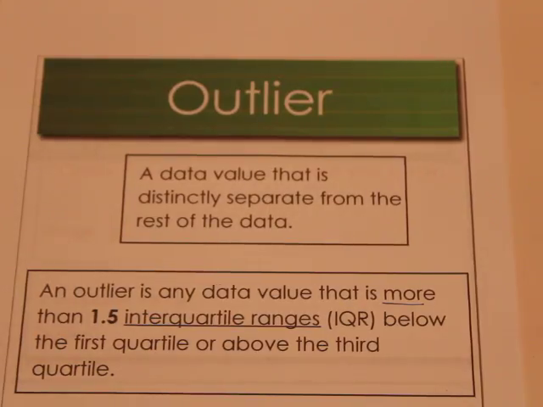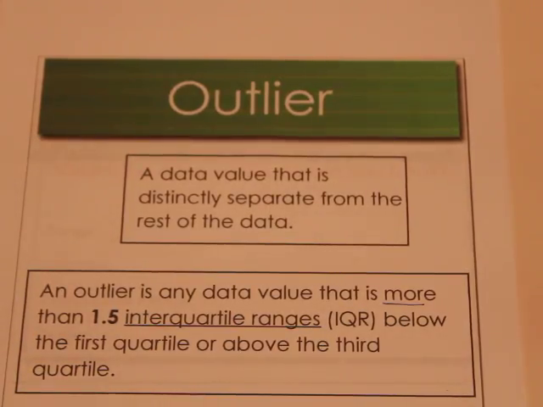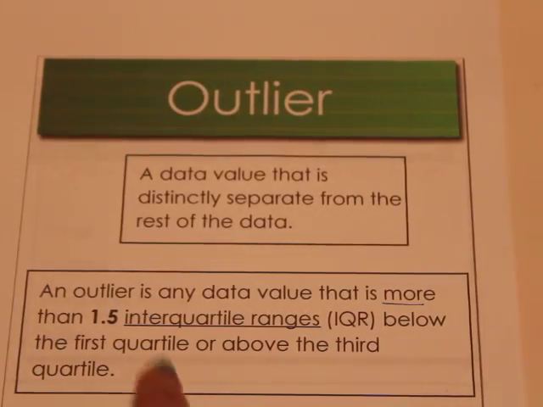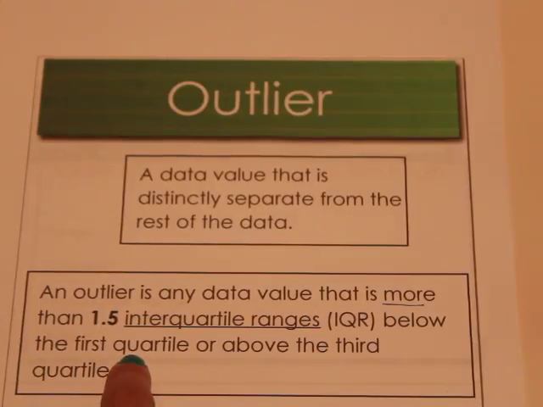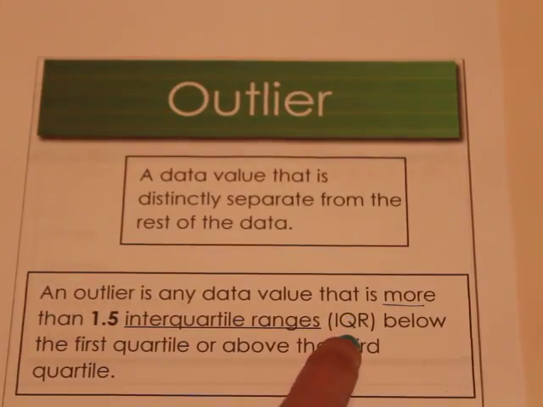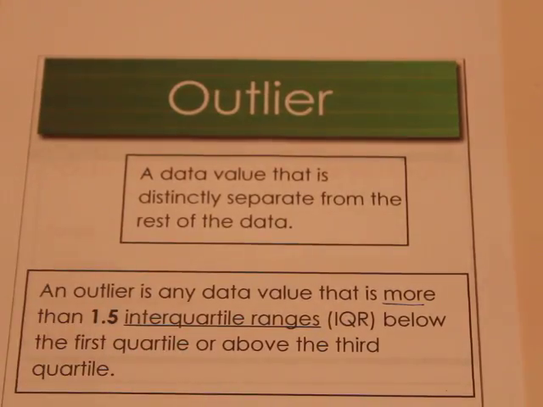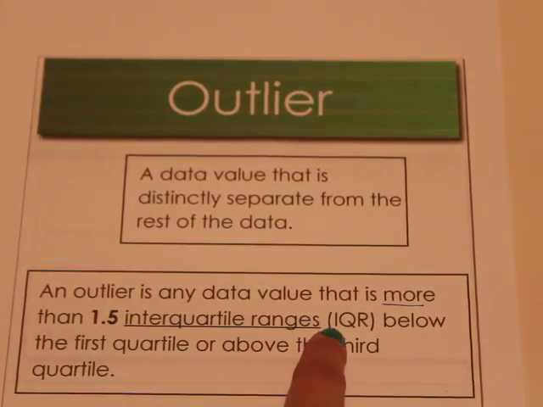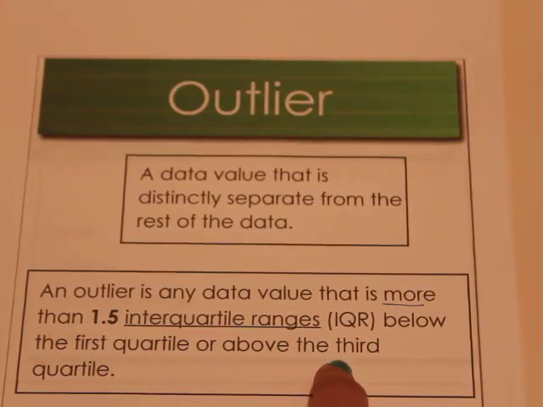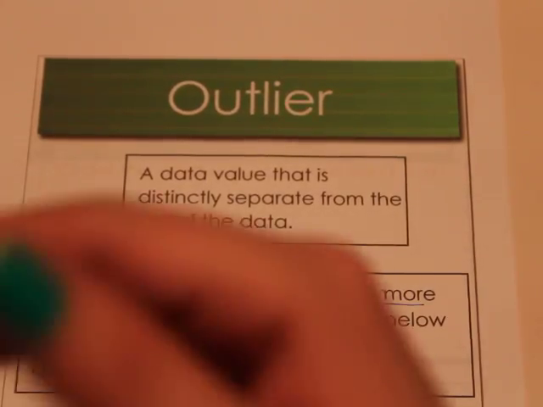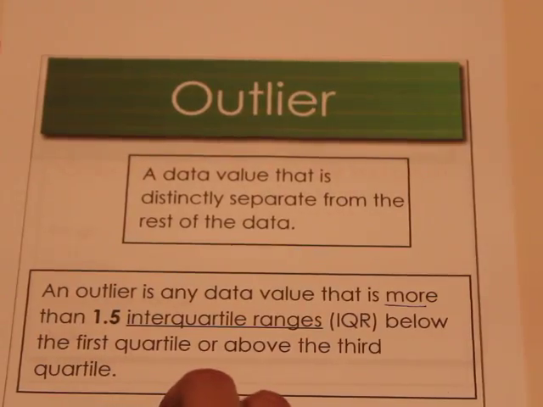And we need to write this down because you will be asked if numbers are outliers. So in order to find out if it's an outlier, you have to find your IQR and then multiply that number by 1.5. If you take Q1, your first quartile, and subtract 1.5 times the interquartile range, if your number is lower than that, it's going to be an outlier. If you take 1.5 times the interquartile range and add it on to the third quartile, if your number is greater than that number, then it's going to be an outlier. And you'll see that when we do an example.